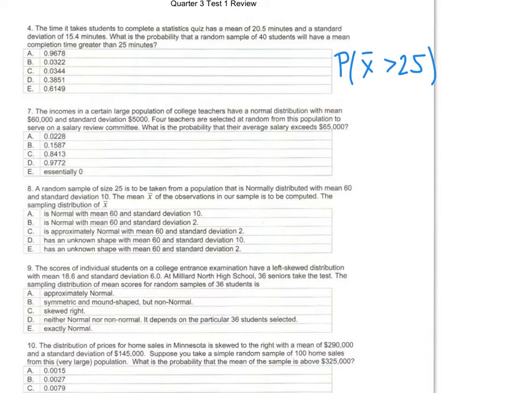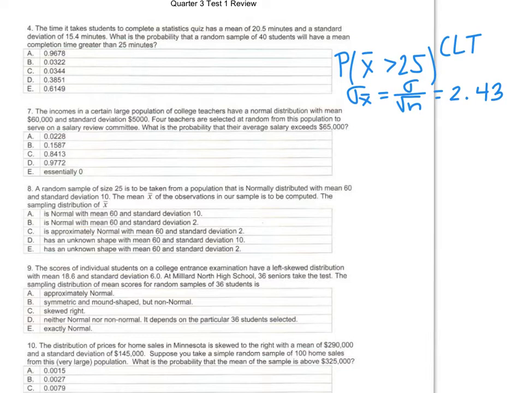And so in order to do that, I need to use information related to the sampling distribution. And so in this case, because the sample size is 40 students, which is more than 30, the central limit theorem says that I can go ahead and use my normal distribution. Now also need to remember that the standard deviation I'm going to use is the standard deviation I was given over the square root of n. So that would be a standard deviation of 2.43.